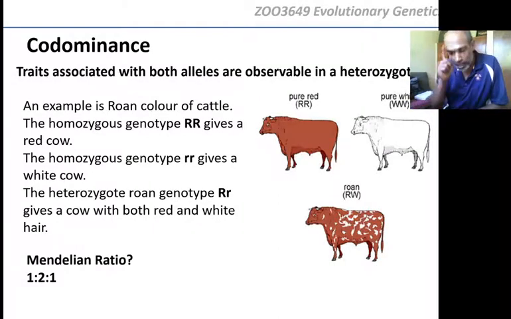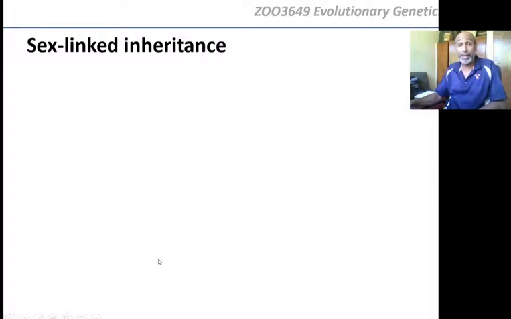And if you are unsure why I am saying there should be 3 red to 1 white in normal Mendelian inheritance, go back to the very first lecture and start all over again until you get it. Okay? So, we should see 3 to 1, but we don't. We see 1 red, 2 patchy, and 1 white. That is why codominance is a deviation from Mendelism.